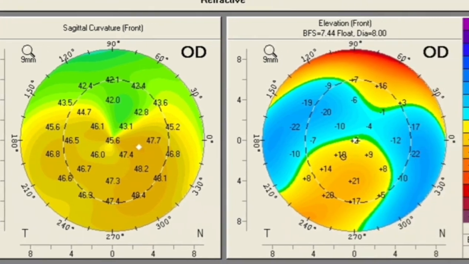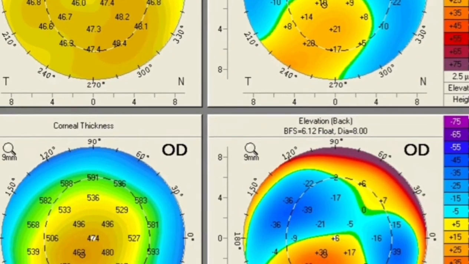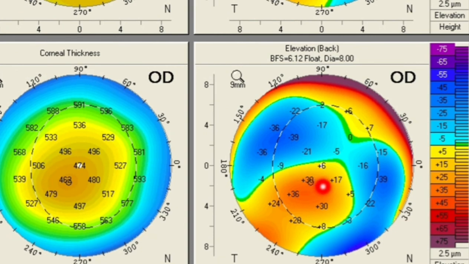And also in the elevation front, you can see that the corresponding point of the thinnest local is 10, where it should be less than 8. In the central 5 mm area, where it should be less than 18, here it is 21 or 20. So it also indicates some abnormal thing is going on in this cornea. And here also the corresponding point of the thinnest local is 30, where it should be less than 7, and in the central 5 mm area, where it should be less than 20, it is 36 or 30.